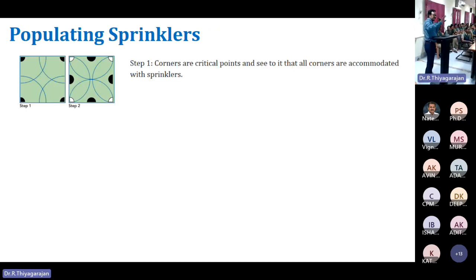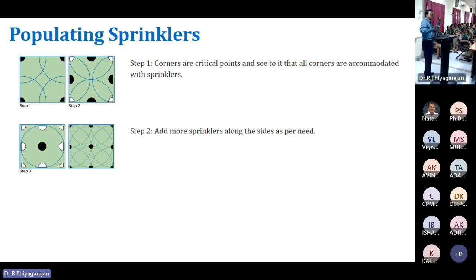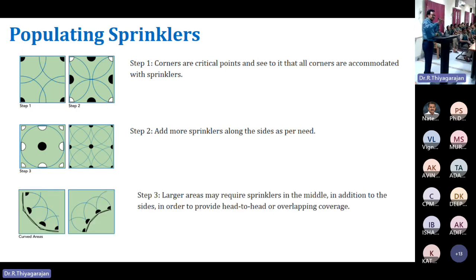Then you try to populate more and more sprinklers. So the first step is, we placed four in the corners and then we try to increase in the centers and then proceed further. Now, can you see in step 2, the second figure, where you have the circles which are overlapping? These overlapping circles are going to provide water to your blind spot. The opposite one will be providing water to the blind spot of this, and this will be providing water for the blind spot of the other. So this is the way by which you start using the sprinklers.